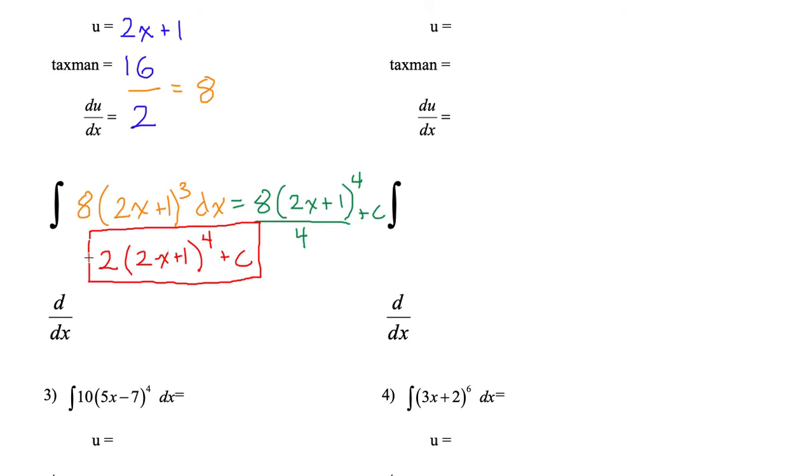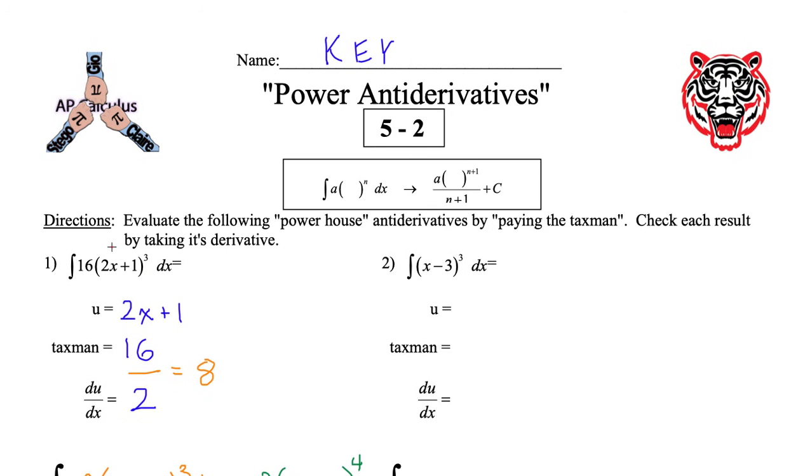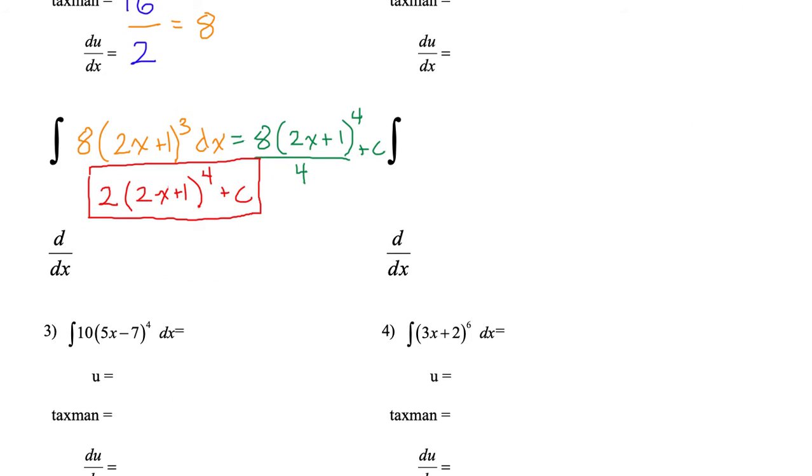So let's take the derivative. If I take the derivative of this function, I should go back to 16 times quantity of 2x plus 1 to the power of 3. Let's check. And this is just letting you know, if you're on the test, there is a way to check your own work. There should always be.